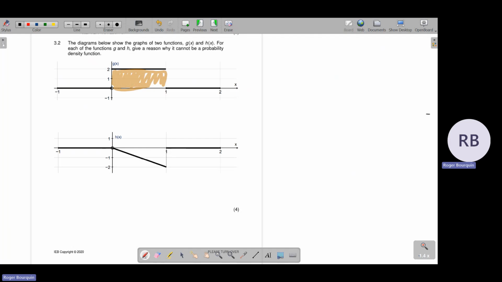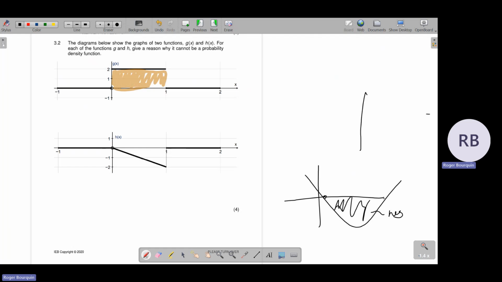The second thing is the function has to be above the x-axis, not because the y values are probabilities, but because if you're using integrals to find area, and I find this area here using integration, it would come up as a negative answer. So if the function is below the axis, the probabilities are effectively negative. So a function has to be above the axis. Well, this one is above the axis.